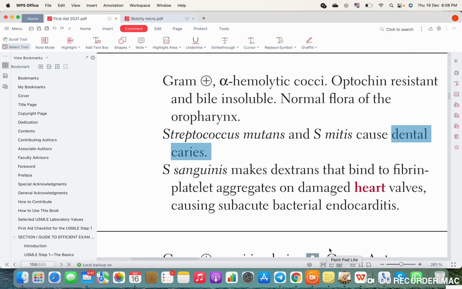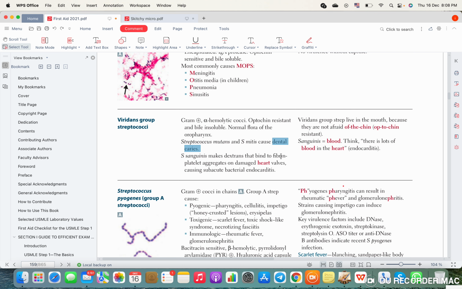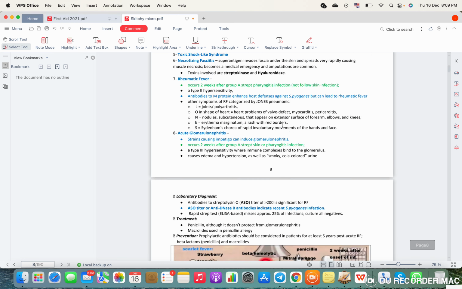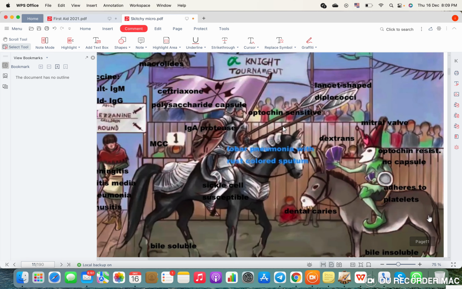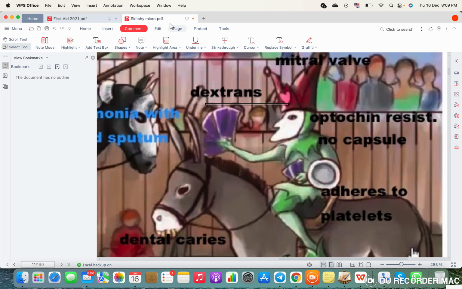The next thing, Strep sanguinis makes dextrans, and these dextrans bind to fibrin-platelet aggregates on a damaged heart valve, which can lead to subacute bacterial endocarditis. First of all, I want to show you this dextran. Dextran is a form of sugar, basically. It's a form of glycogen, to be more exact. And in Sketchy, they show it as cards. So you can see this guy, the viridans, has these dextrans, yeah?